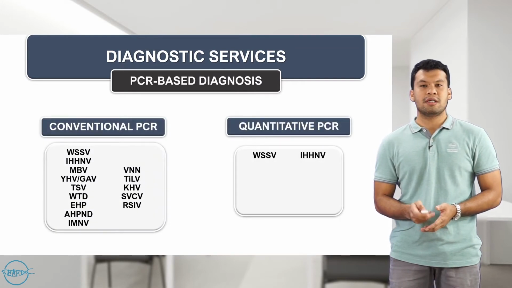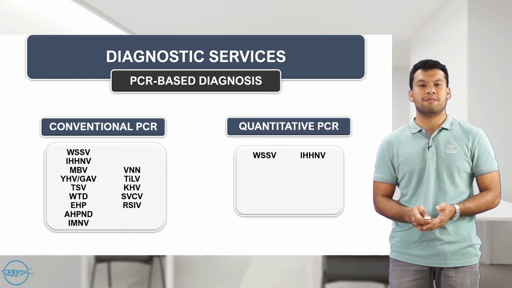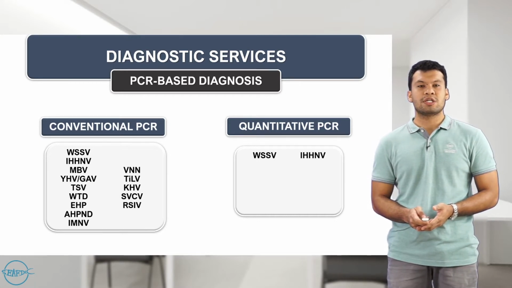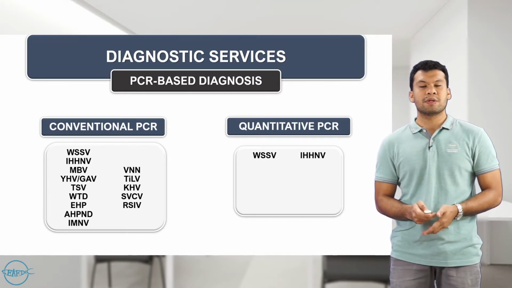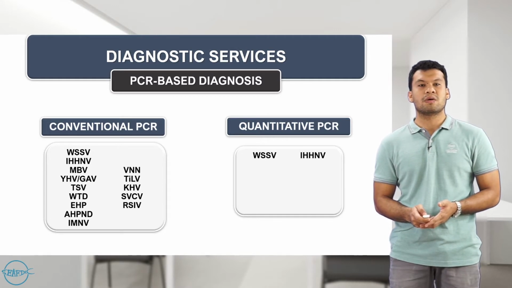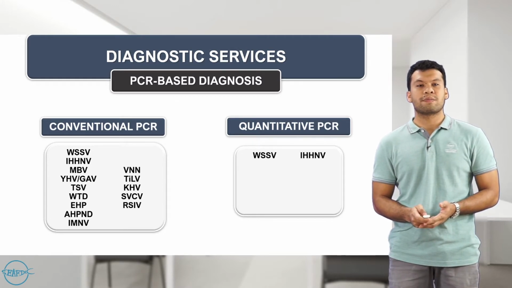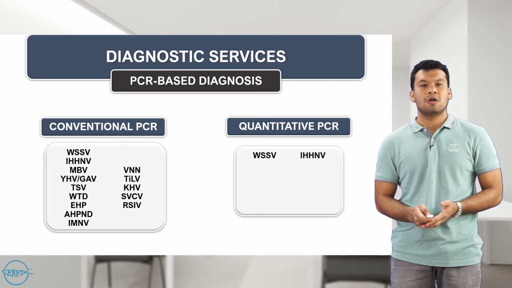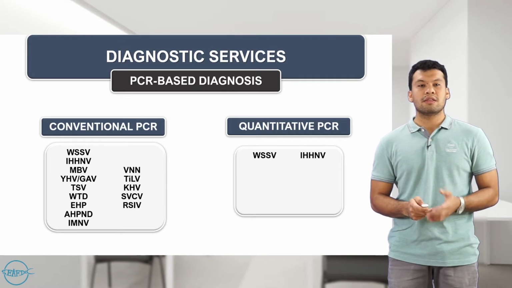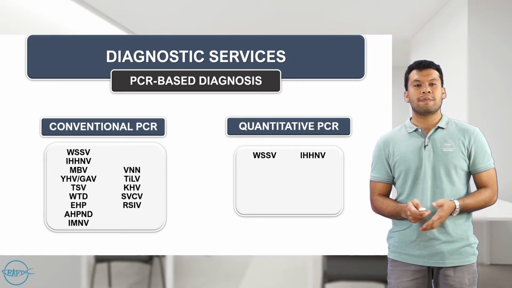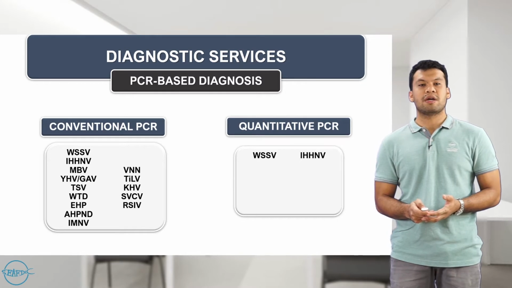Then for PCR-based diagnosis, we conduct conventional PCR and real-time quantitative PCR for your fish and your shrimp and crustaceans in general. For shrimp and crustacean viruses and parasites, we conduct white spot syndrome virus, infectious hypodermal and hematopoietic necrosis virus, monodon baculovirus, yellowhead virus, or sometimes we call that gill-associated virus, Taura syndrome virus, whitetail disease, Enterocytozoon hepatopenaei, acute hepatopancreatic necrosis disease, and infectious myonecrosis virus.